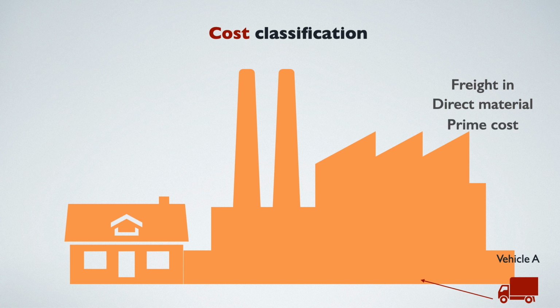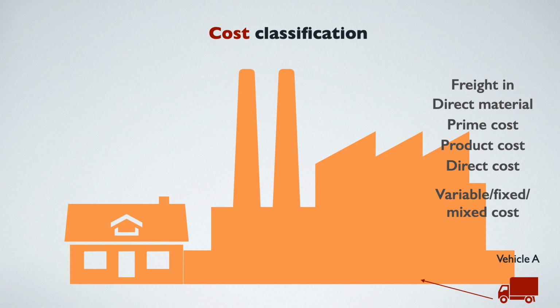used. Direct material is one of the prime costs, and the prime cost is part of product cost. Direct material can be easily assigned into the finished good, so the cost of freight in is also direct cost. Depending on the situation, the freight in could be variable or fixed or mixed cost.